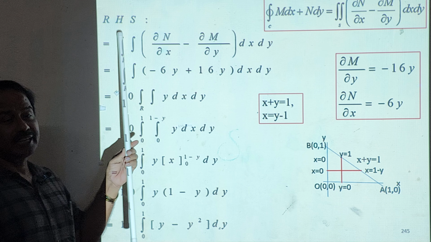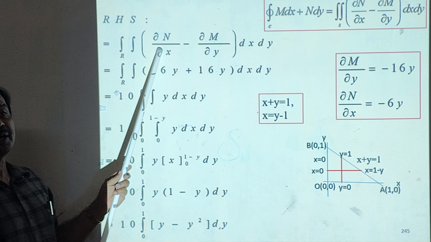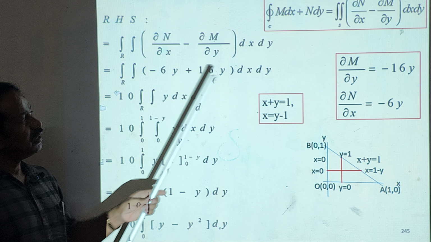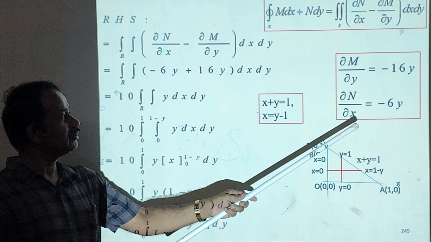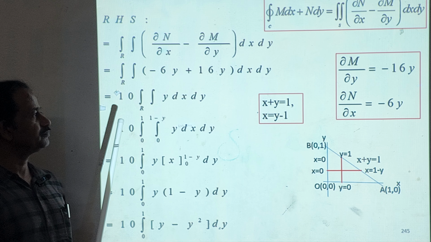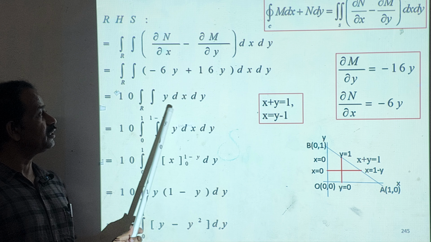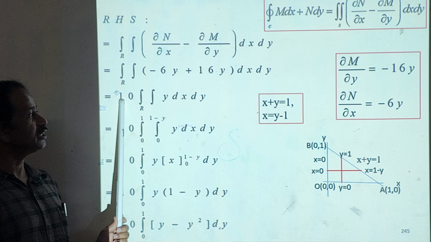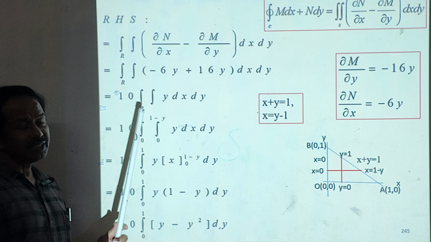Okay, let us see. So right hand side of Green's theorem is given by this. So double integral, we have partial dN by dx minus partial dM by dy multiplied by dx dy. And of course we know already dM by dy we have calculated. dN by dx also we have calculated. You substitute for dN by dx, dM by dy, in the double integral dx dy. Simple one. So minus 6y plus 16y will give you plus 10y. So plus 10y, correct? 16 minus 6, so that will give you 10y. So 10y dx dy.